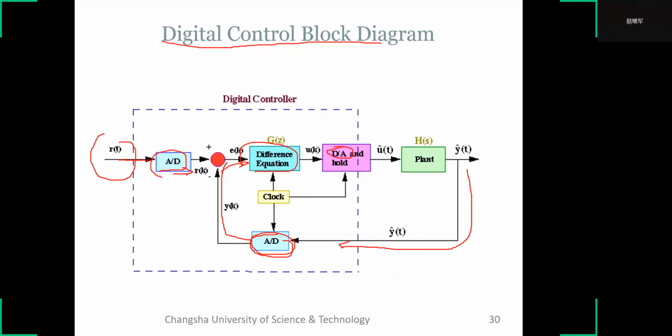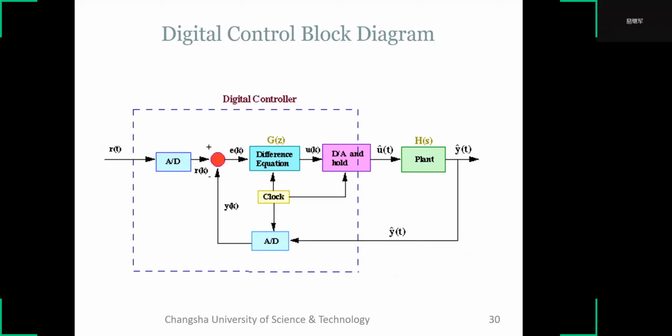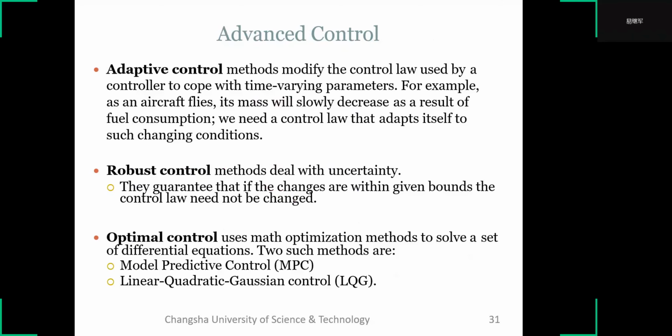So in digital control, we need to pay some attention to the AD and the DA converters. Next, I introduce the advanced control: adaptive control, robust control, and optimal control.